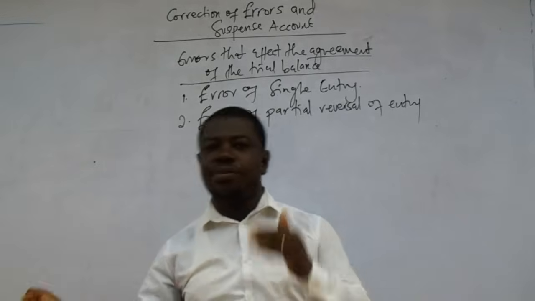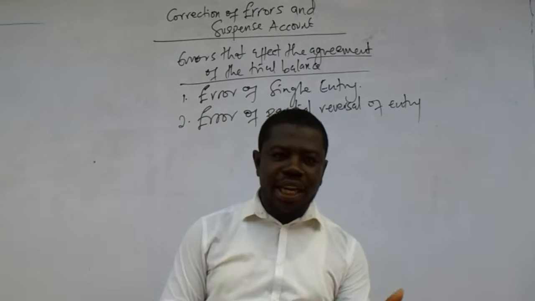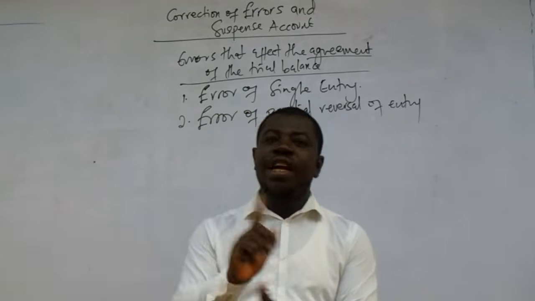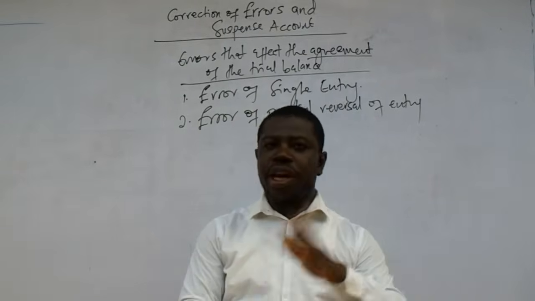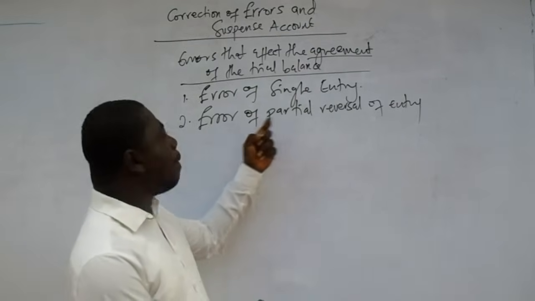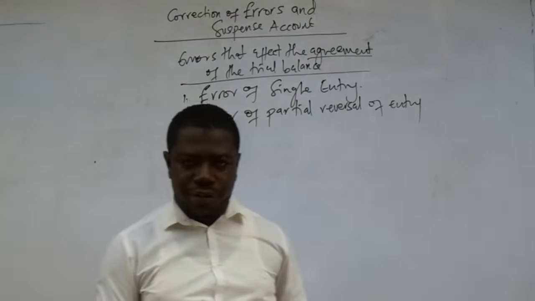It means that one of them is correct, but for one part you have reversed it. You should have gone to the credit but it came to the debit, or you should have come to the debit but it went to the credit. So you have done a partial reversal. You didn't do a full reversal. Only one part is wrong and one part is correct. And that is why we call it partial reversal of entry.